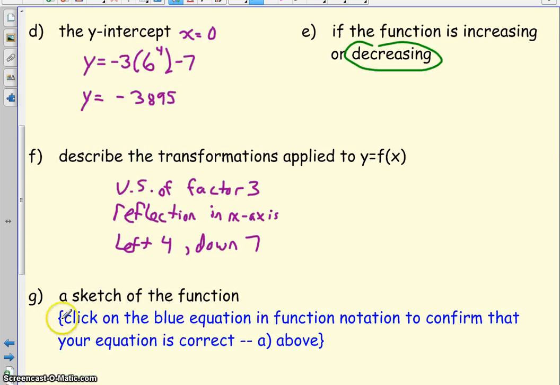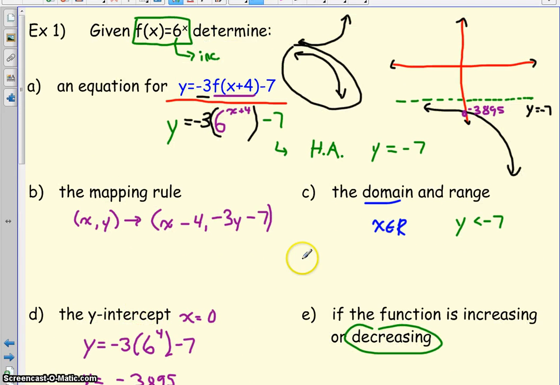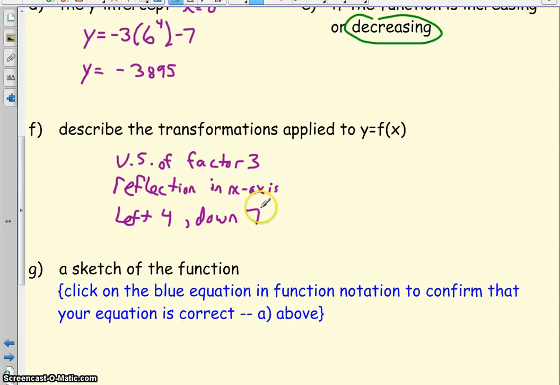And last but not least, it asks for a sketch. Well, I've really already done my sketch. I put everything together up here. In terms of what I'm looking for in a sketch, all I want is the general shape, my asymptote drawn in, and my key points like my y-intercept being clearly labeled. That's all I'm going to ask for in a graph.